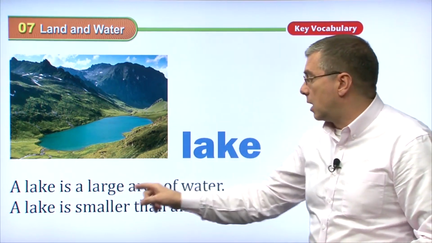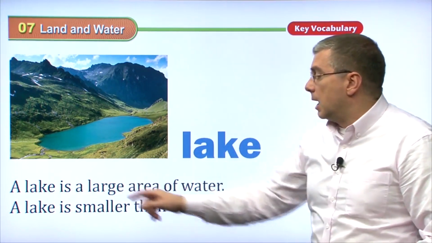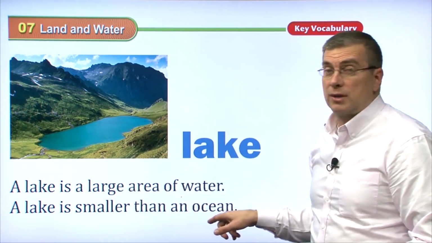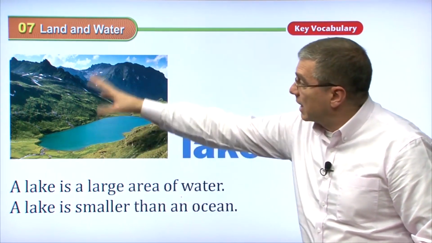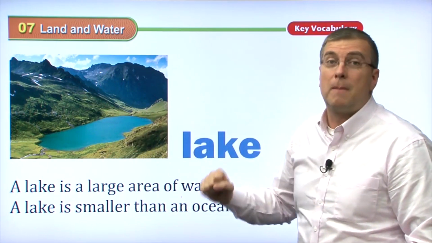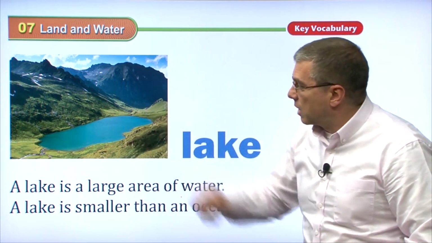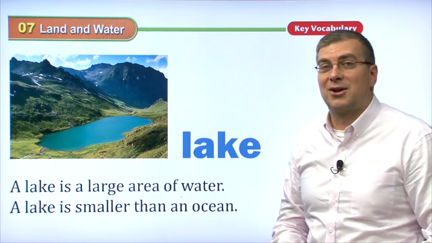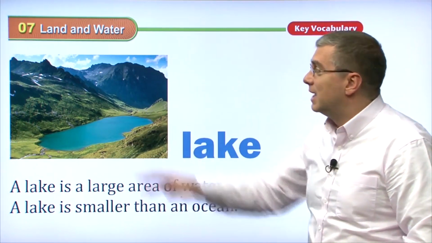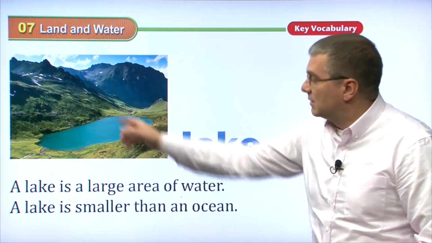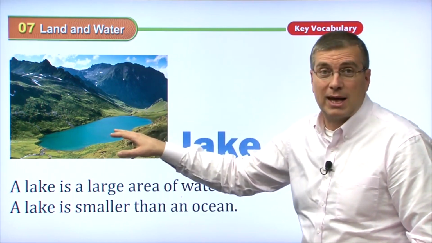A lake is a large area of water. A lake is smaller than an ocean. This is a small lake. Looks like it's in the mountains. Very beautiful, picturesque lake. And of course, this water will probably be very clear and good to drink probably too. It's high up in the mountains, right? It's a nice little lake. This is a small lake.